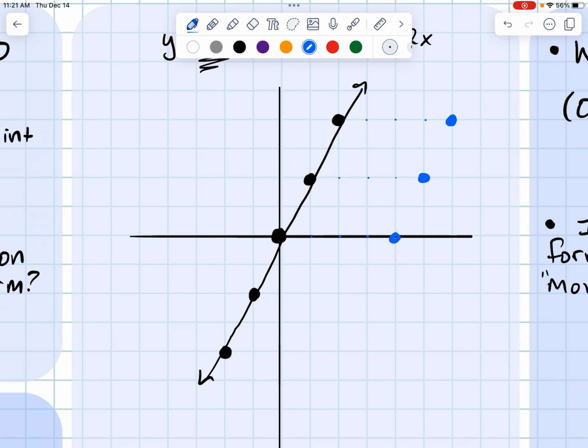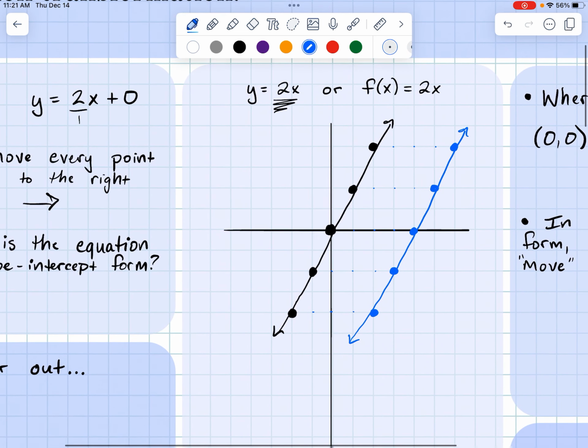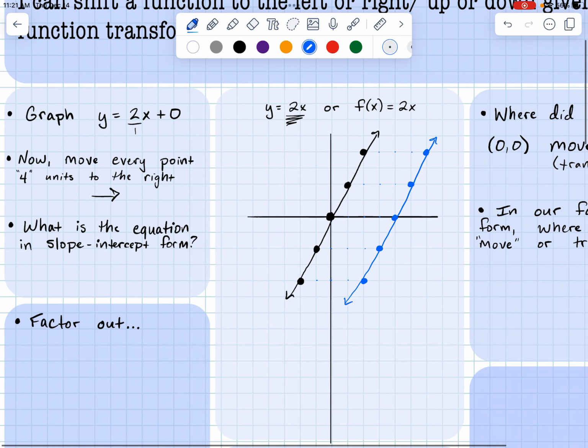1, 2, 3, and 4. 1, 2, 3, and 4. And for our last point, 1, 2, 3, and 4. So here we have a line that has been shifted over 4 units from those original 5 points.